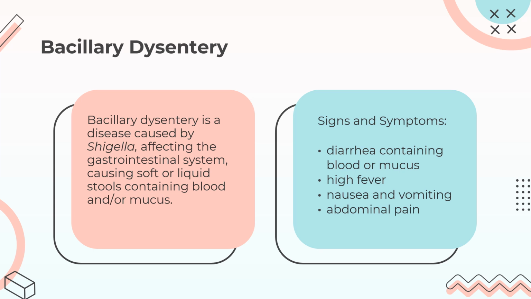Since we found Shigella in the patient's stool sample, I can connect the signs and symptoms and the background information of the patient to bacillary dysentery, which is a disease most often caused by the Shigella bacteria. It infects the gastrointestinal system, causing soft or liquid stools containing blood or mucus. Some of the signs and symptoms are diarrhea containing blood and mucus, a high fever, nausea and vomiting, and abdominal pain. And I'm pretty sure that it's bacillary dysentery because the patient is not from Vietnam and they drank contaminated water, which is very often the cause of dysentery for travelers.